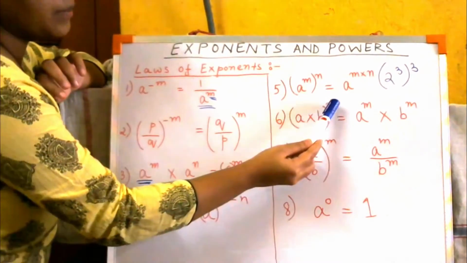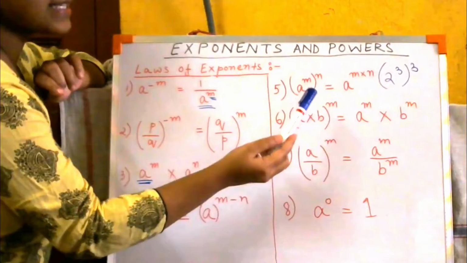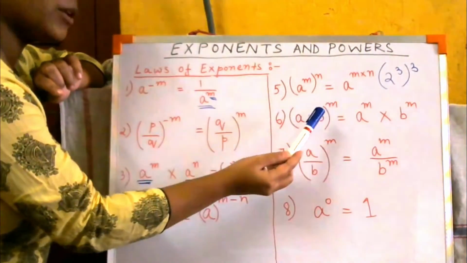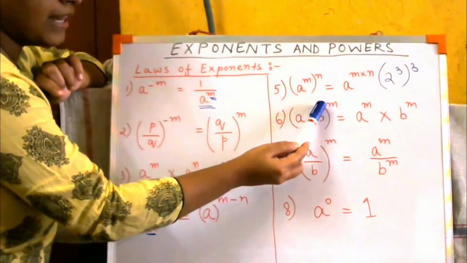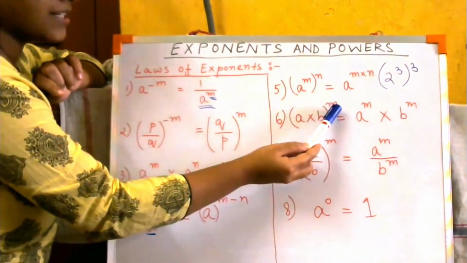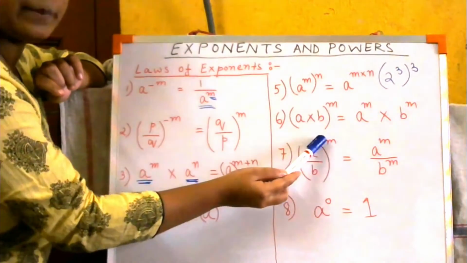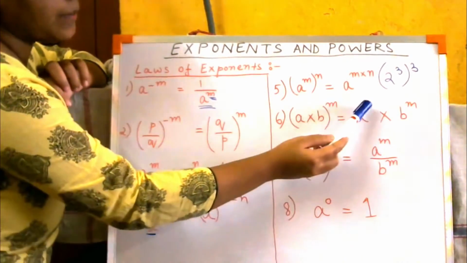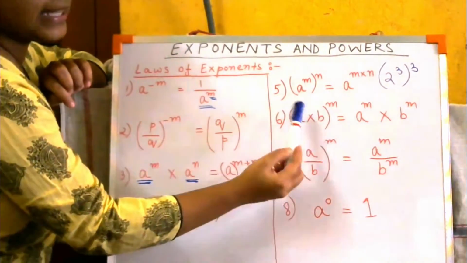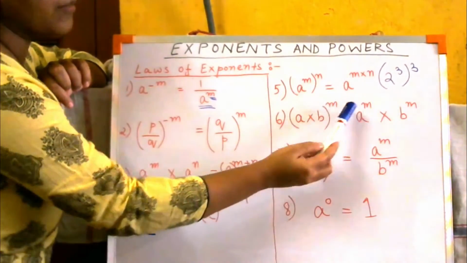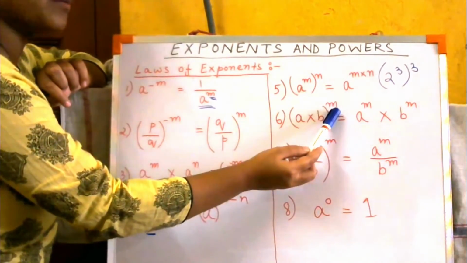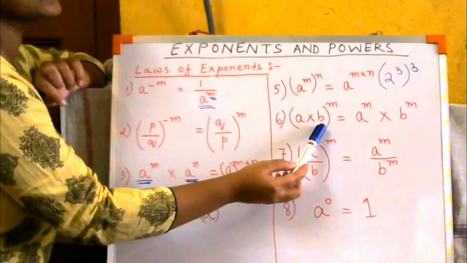So a into b to the power m. What does it mean? It means this power m belongs to a also, this power m belongs to b also. When we keep this in a bracket and keep the power outside the bracket, this means the power belongs to both the bases. So a to the power m into b to the power m. We are opening the bracket and giving the power to each of them. If it is outside the bracket, it means this power belongs to both of the bases inside the bracket.